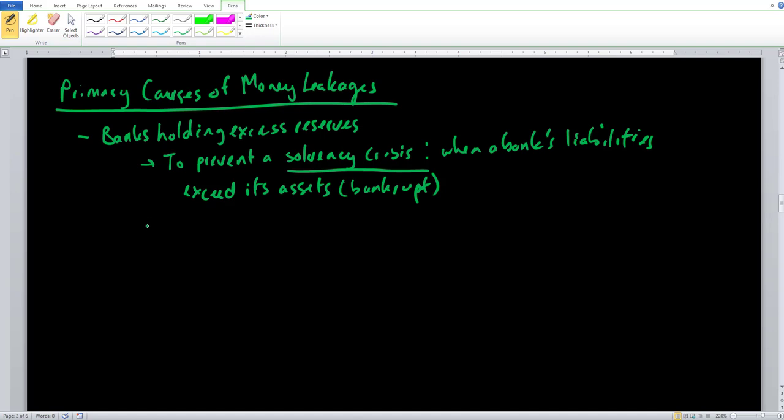Also, they like to hold excess reserves to prevent bank runs. Bank runs are essentially when everybody goes to the bank at the same exact time to withdraw their money. Once again, we do see this during tough economic times as well. The bank, remember, is betting on the fact that you aren't going to withdraw all of your money at once, which is why the fractional reserve banking system works fairly well.